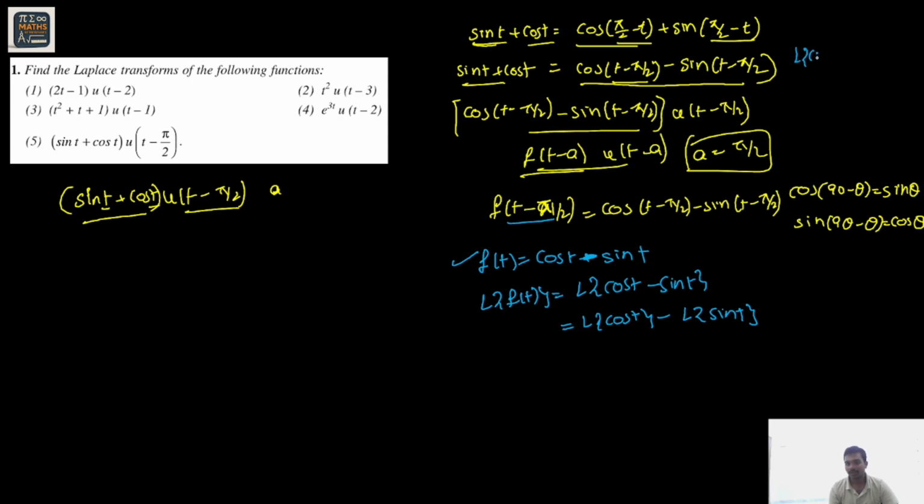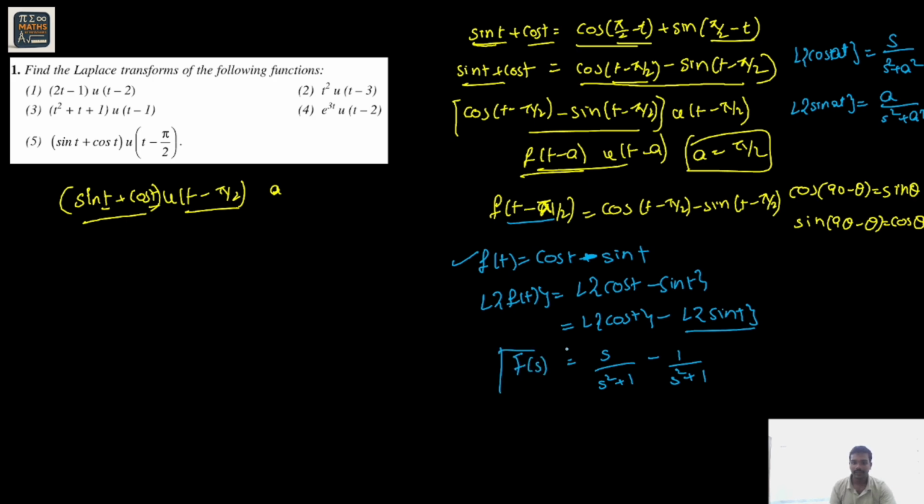By using the linearity property, Laplace of cos t minus Laplace of sin t. We know that Laplace of cos at is equal to s by s square plus a square, and Laplace of sin at is a by s square plus a square. By using this, here the a value is 1, so we get s by s square plus 1 minus Laplace of sin t, here a value is 1, so 1 by s square plus 1. The LCM is s square plus 1, then s minus 1. This is the f of s value.